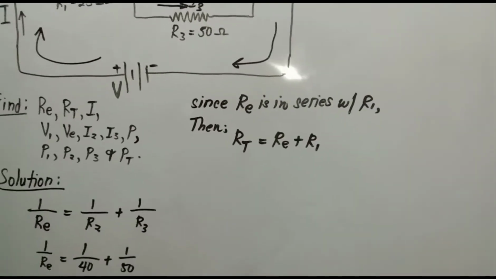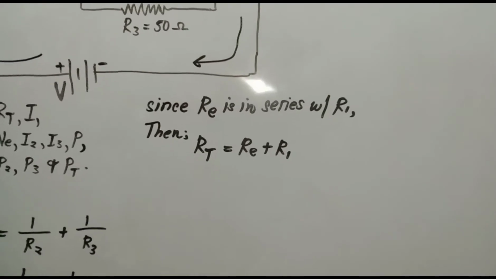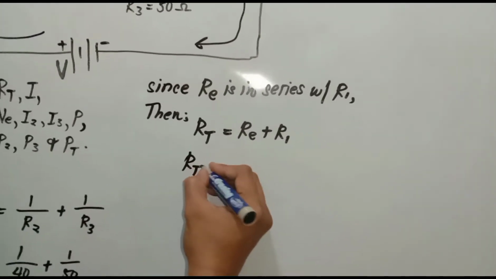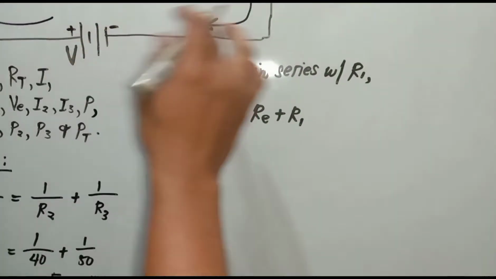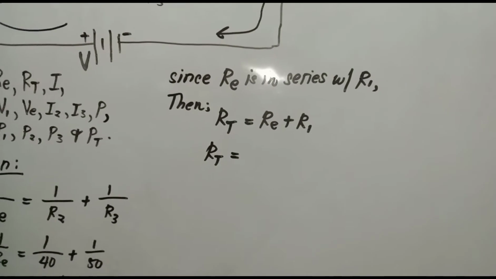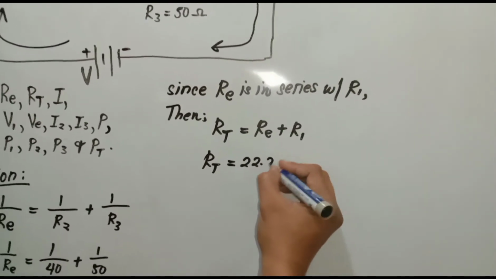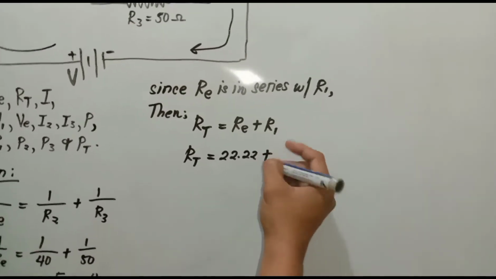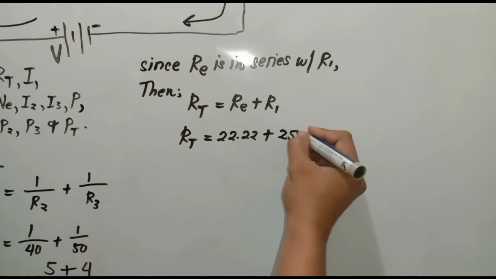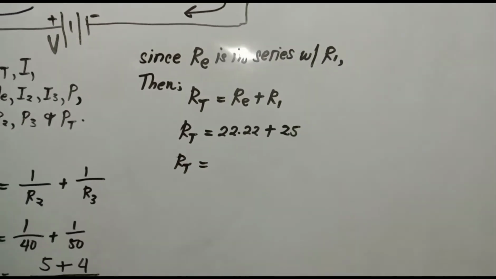I hope you followed our solution. So substitute the values: RT, the total resistance for the equivalent circuit, is equal to RE, which we have already calculated as 22.2, plus R1, which is given as 25 ohms. So RT is equal to how much?